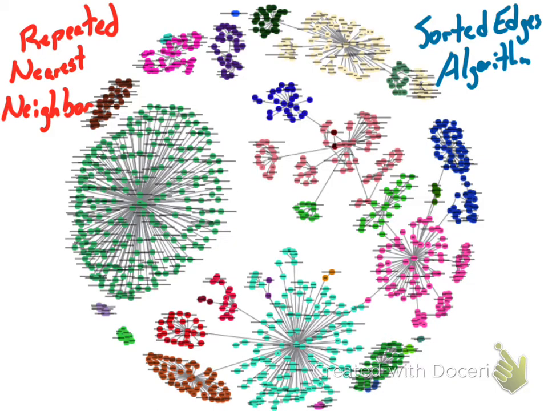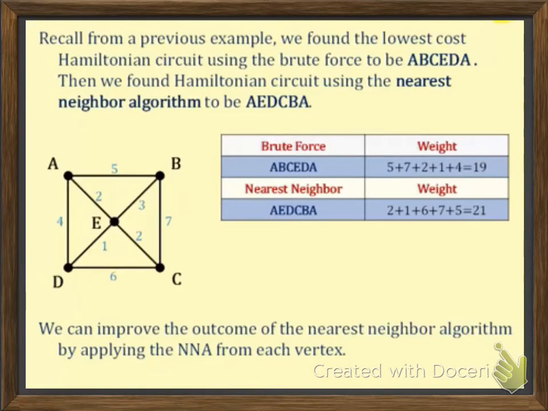It may not be the most optimal solution, but it's definitely more efficient, and a lot of times it will be an optimal solution. So if we think back to our previous examples, we found that the brute force method gave us this circuit, A, B, C, E, D, A, but that was a lot of work to get there, but that is definitely the most optimal solution. Then we looked at nearest neighbor, and that gave us another solution, but that was not the optimal solution. So what we want to do is improve on this, see if we can find something that's a little more optimal, but not quite as hard as doing the brute force method. So let's take a look.